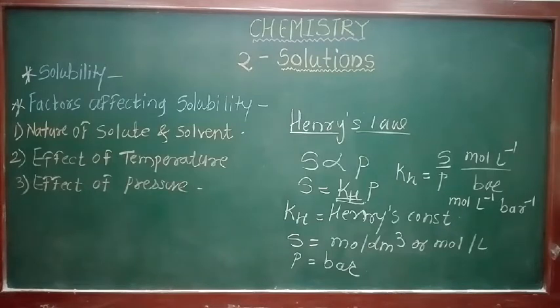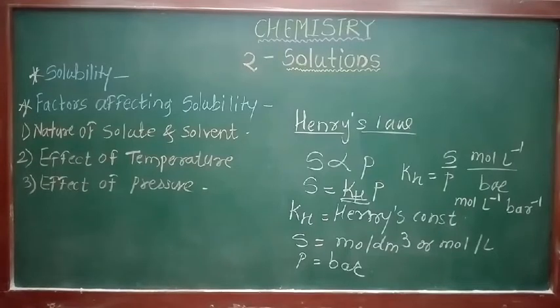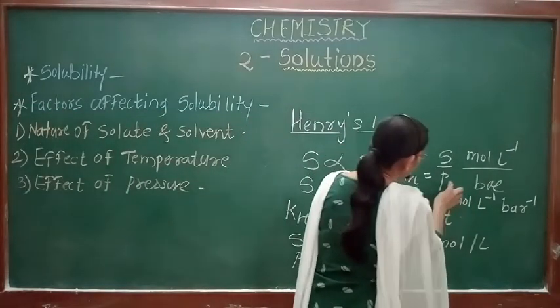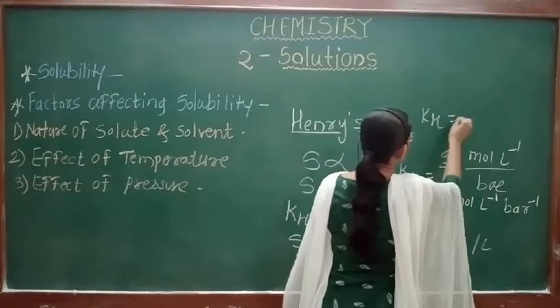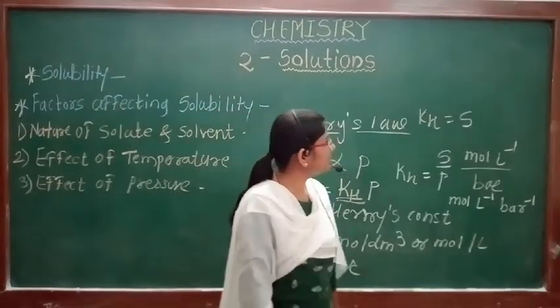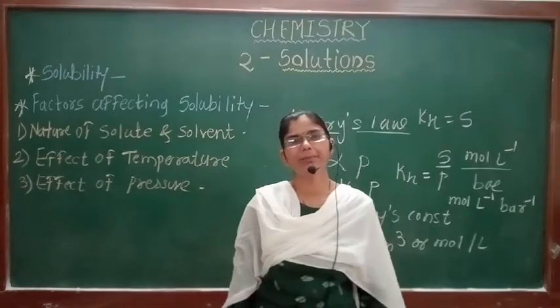Dear student, we can define kH, the Henry's constant, as follows. If the pressure is equal to 1 bar, that is P equals 1, then kH is equal to S. That means the Henry's constant is defined as the solubility in mole per dm cube or liter when the pressure above the solution is equal to 1 bar.